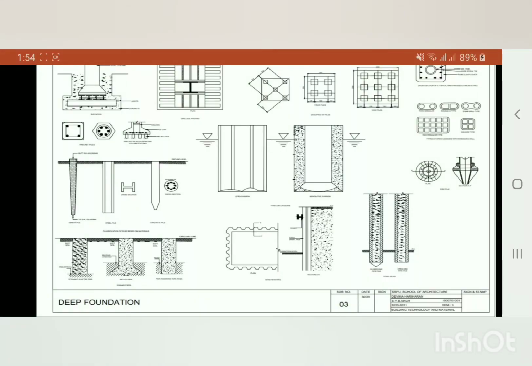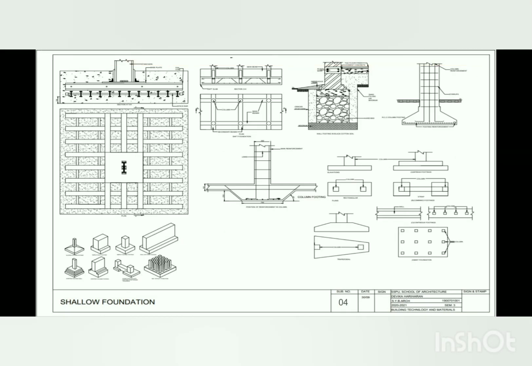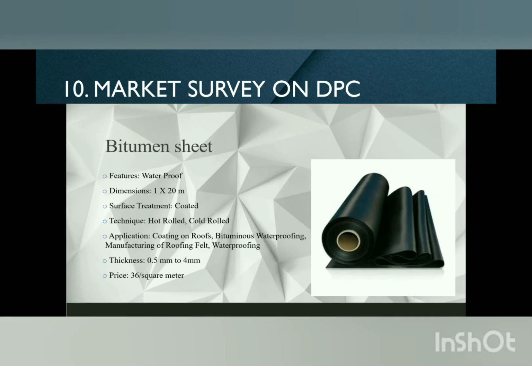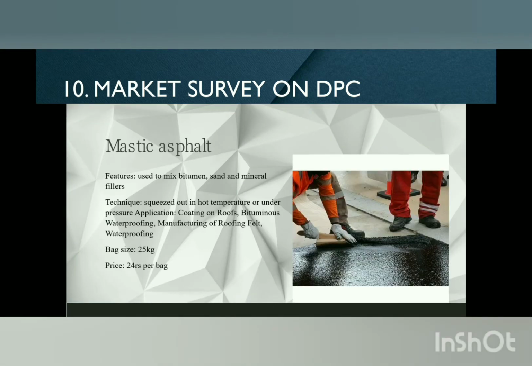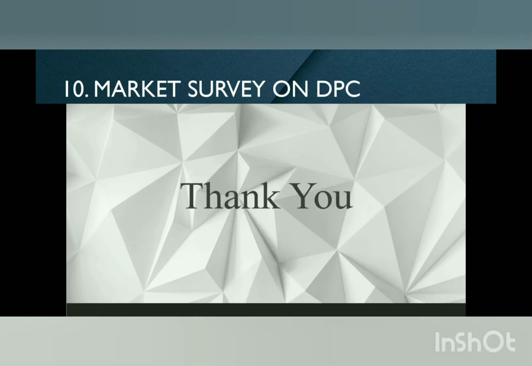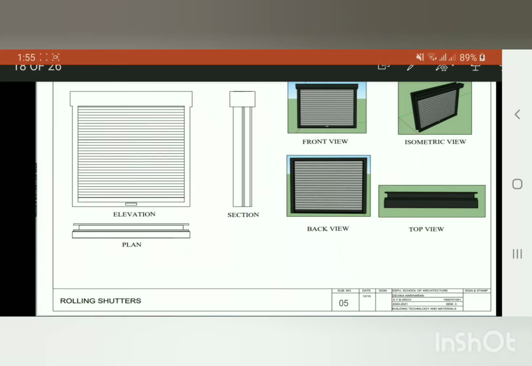This is the sheet we did on deep foundation, and this is the sheet we did on shallow foundation. This is the market survey we did on DPC. We learnt about various materials which are used in damp proof course. The sheet which we did on rolling shutters. Here we also made SketchUp models of the sheet.